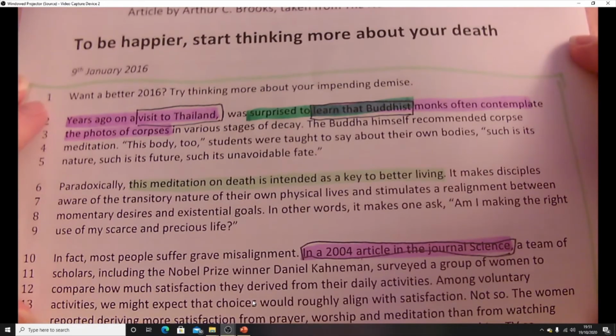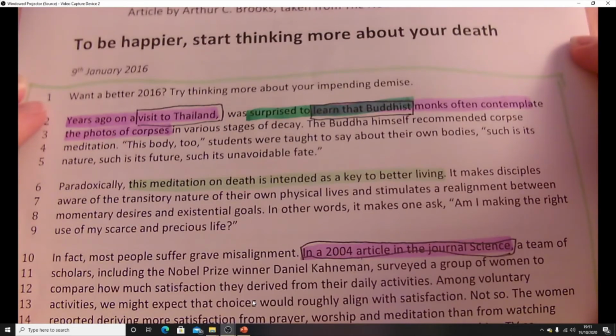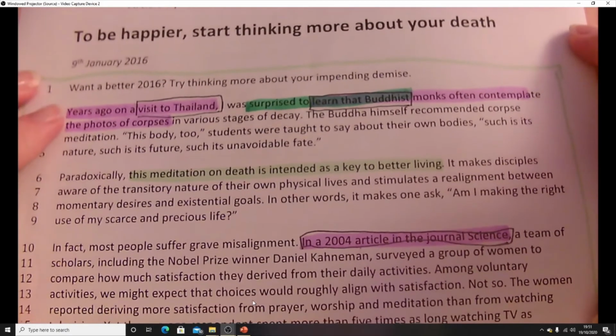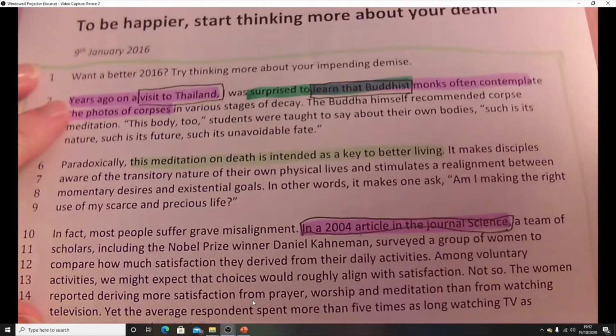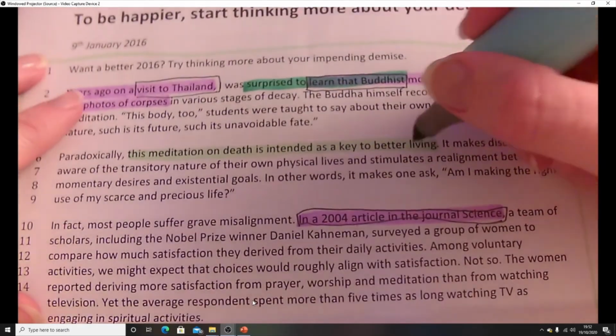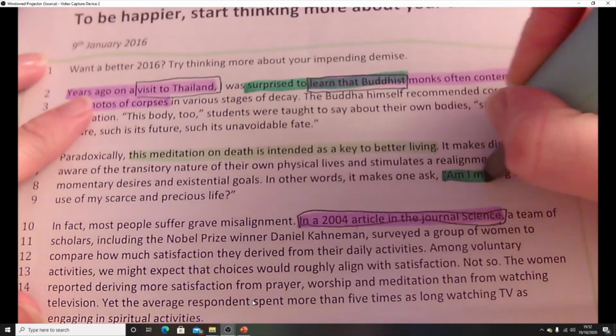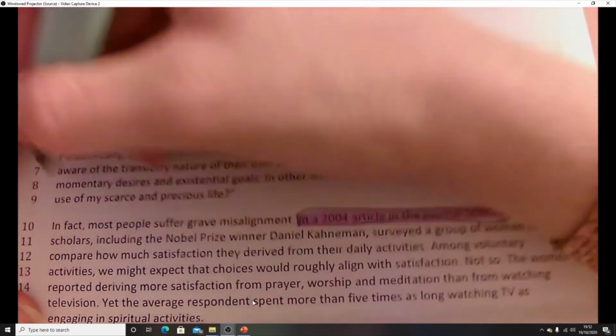"This body too, as students were taught to say about their own bodies, such is its nature, such is its future, such its unavoidable fate. Paradoxically, this meditation on death is intended as a key to better living. It makes disciples aware of the transitory nature of their own physical lives and stimulates a realignment between momentary desires and existential goals. In other words, it makes one ask, am I making the right use of my scarce and precious life?" So that's a key quote there.